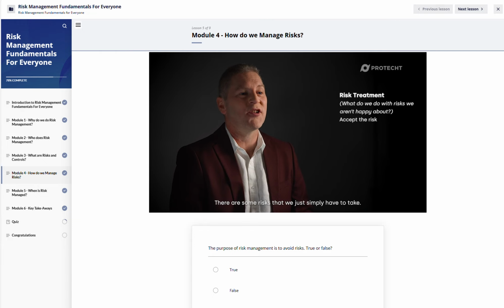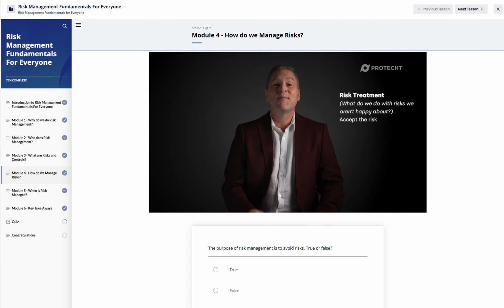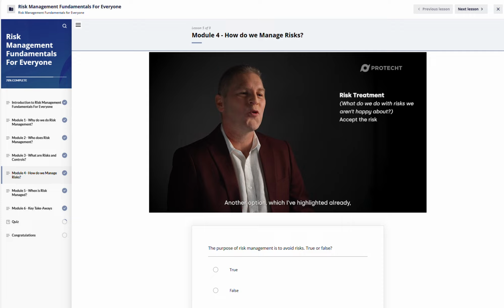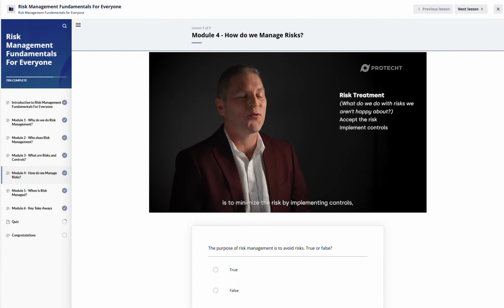There are some risks that we just simply have to take. If your organisation has set a particular level of risk that is acceptable, if you assess a risk within that boundary, then there is no further action that needs to be taken. It is simply accepted. Another option, which you've highlighted already, is to minimise the risk by implementing controls.